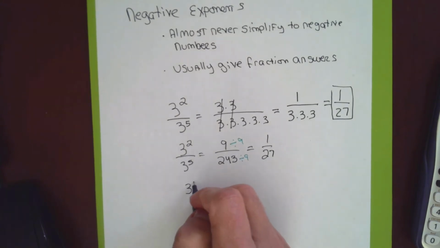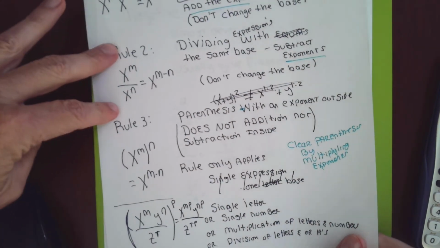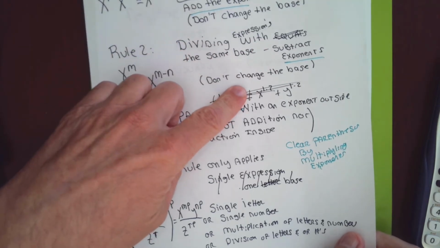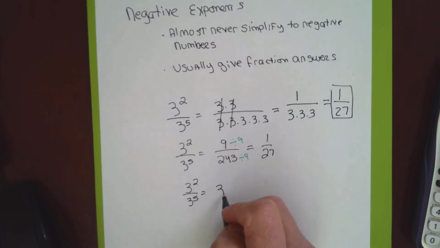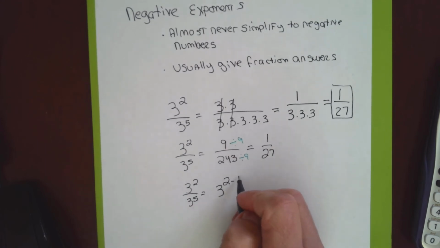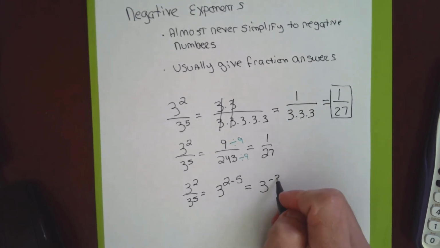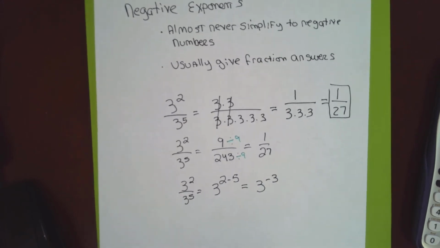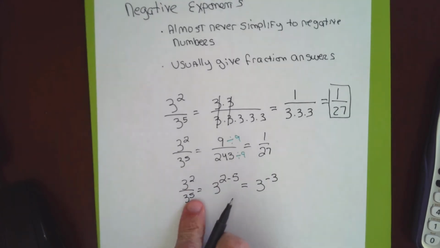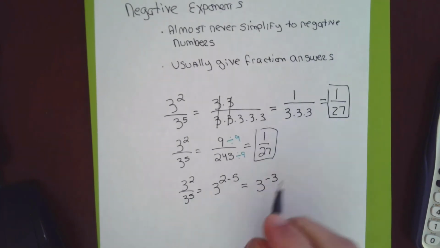However, if I used from section P1 rule 2 that says if you're dividing and the bases are the same, I can subtract the exponents and not change the base. I could have solved this problem or simplified this problem using that rule. 3 to the second over 3 to the fifth is the same as 3 to the 2 minus 5 power, which is 3 to the negative 3. So negative exponents can just come up naturally if you're solving problems that have division using the rules for subtracting the exponents. Well, these answers must be the same.